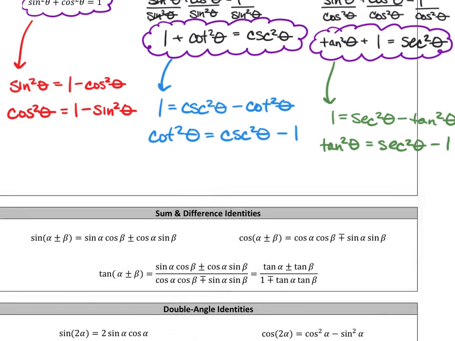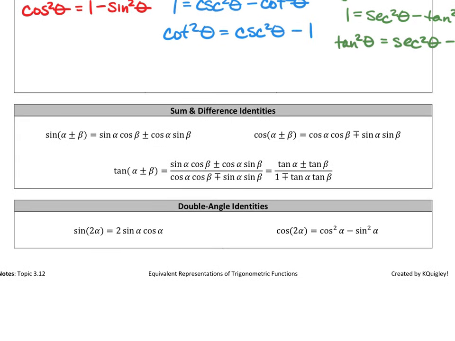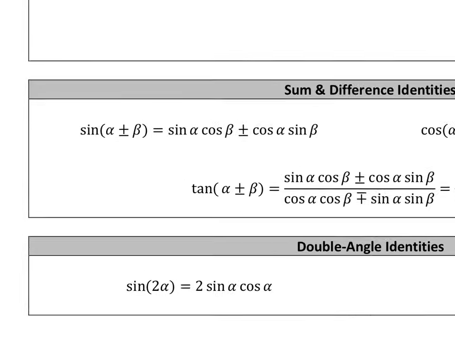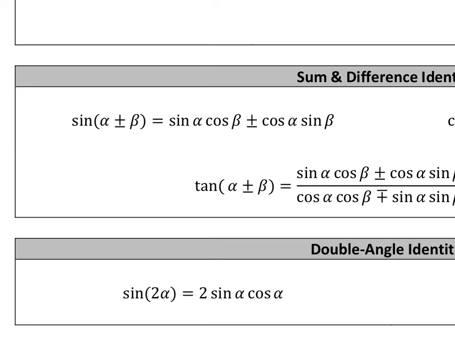The next set of identities is called the sum and difference identities. Whenever you are doing sum and difference identities, I need you to know how to read these symbols because it's very simple if we know how to read the formula. For sine of two angles that are added together, so angle alpha plus angle beta, since the plus sign is on top, you're going to use the top symbol in the formula. So it's sine of alpha cosine of beta plus cosine of alpha sine of beta.